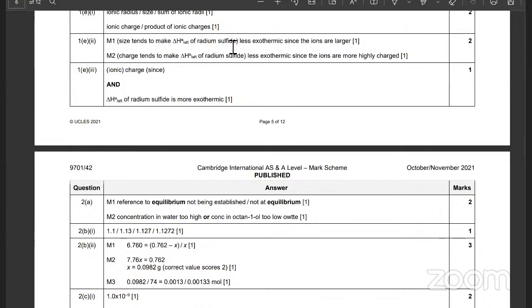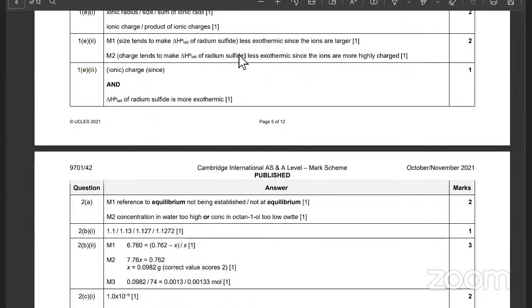Size tends to make it less exothermic, so that's exactly what we said. And charge tends to make... that is definitely incorrect. I mean, the marking scheme is definitely incorrect. One of them is making it less exothermic. The other one, this part, I think that's a typing error.